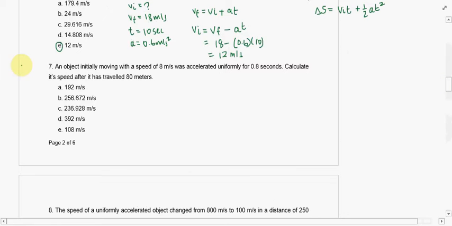Okay, an object is moving with an initial speed of 8. So again, still using my constant acceleration formulas because it is uniformly accelerated.